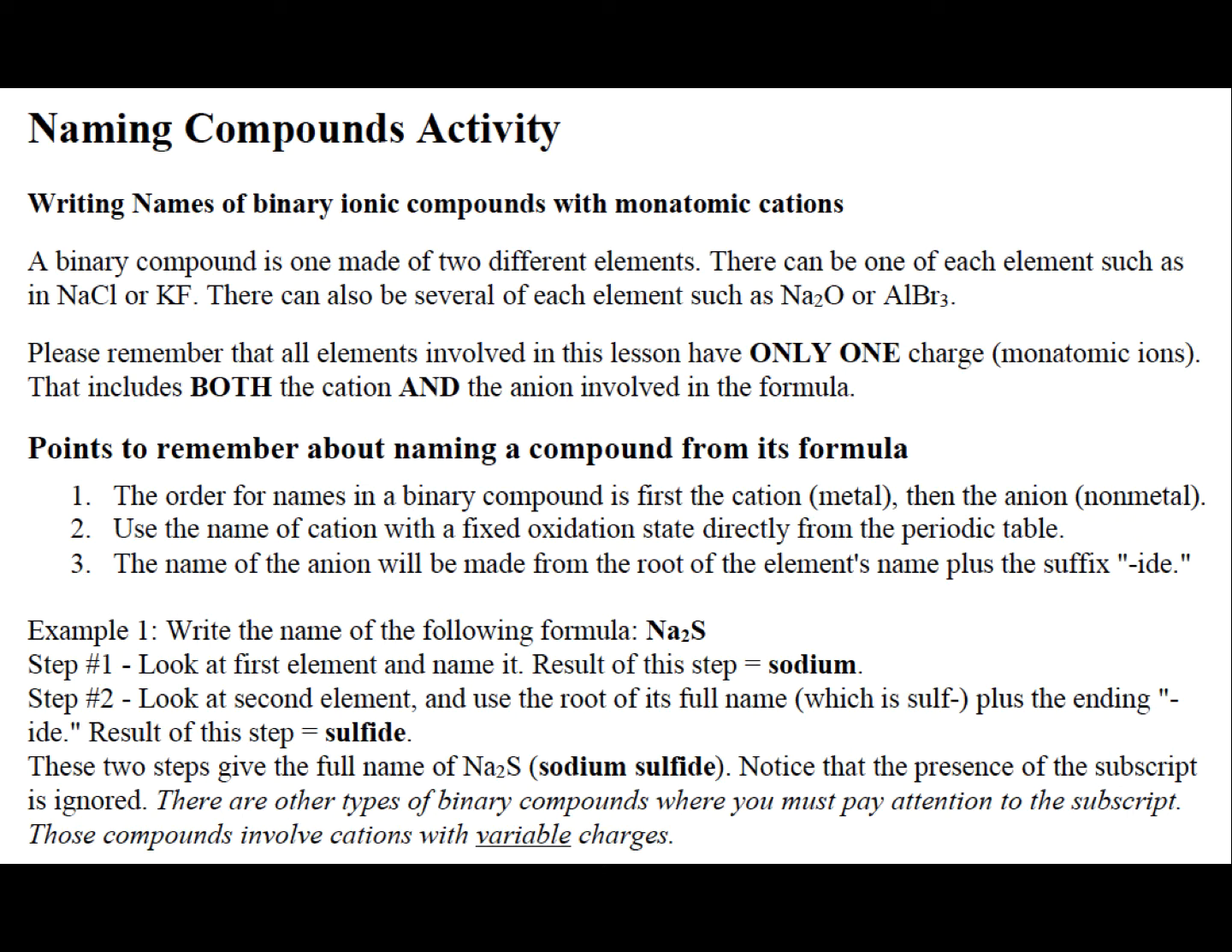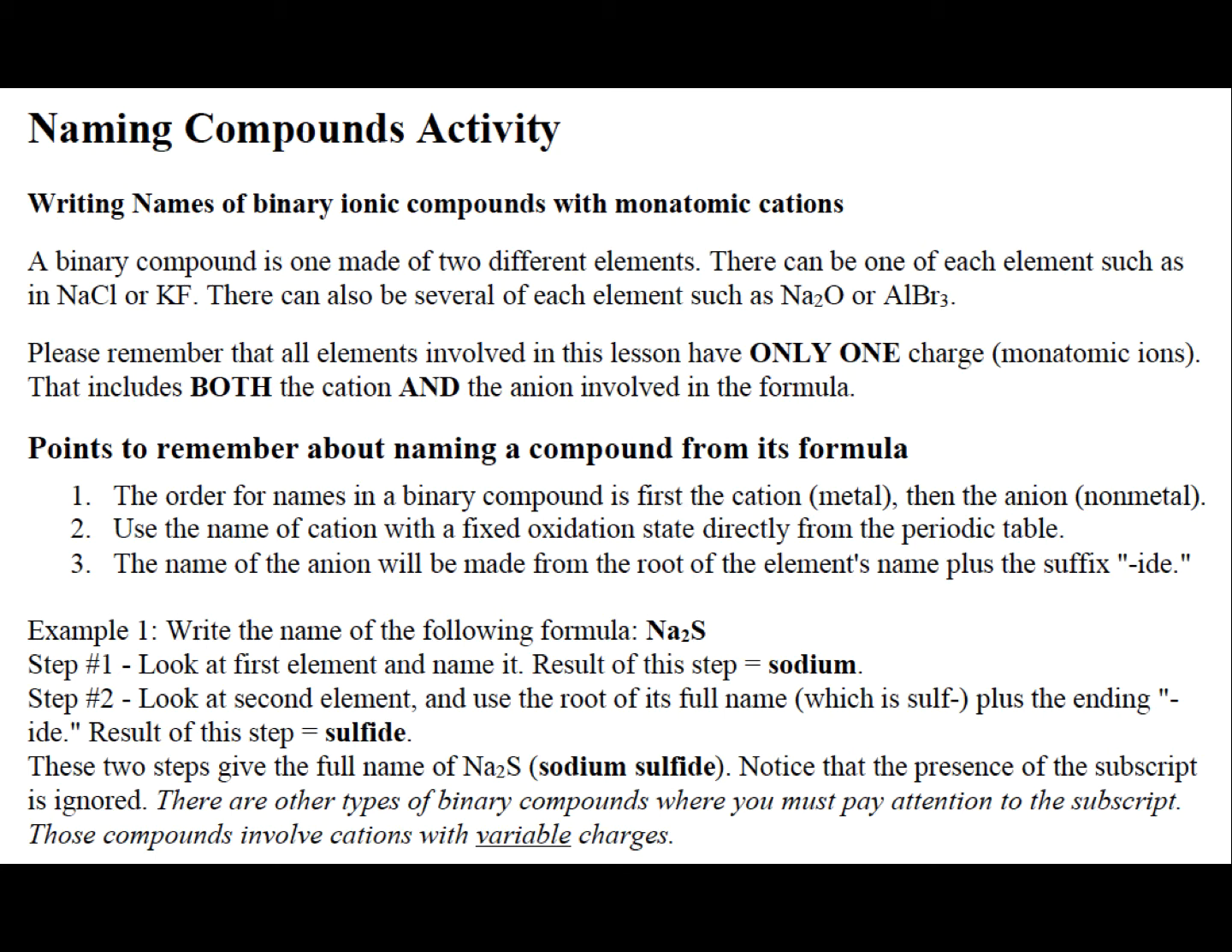Points to remember. 1. The order of names in a binary compound is first the cation, the metal, and then the anion, the nonmetal. Use the names of the cation of a fixed oxidation state directly from the periodic table, meaning sodium, potassium, aluminum. Name the anion from the root of the element plus the suffix -ide, such as up above, chloride, fluoride, oxide, or bromide.